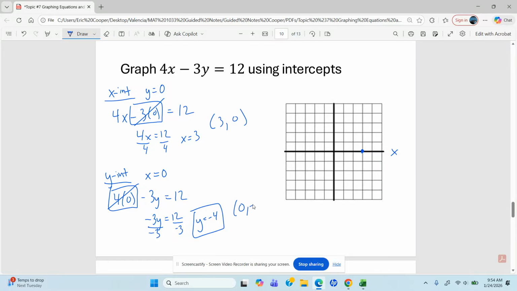So my y-intercept is at (0, -4). It is 4 below the origin. And then we can go through and connect and graph. So another way you can find 2 points is also by finding the x and the y intercepts.